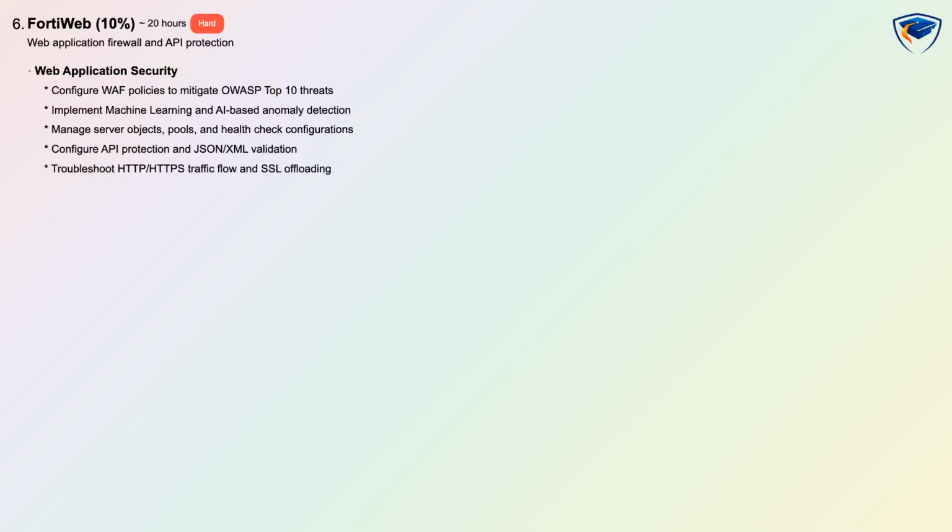FortiWeb is 10%, listed as hard with about 20 hours of study and conceptual plus scenario-based assessment. This domain focuses on web application firewall and API protection for modern application stacks. You will configure WAF policies to mitigate OWASP top 10 risks and implement machine learning-based anomaly detection, manage server objects and health checks, and configure API protection with JSON and XML validation. You will also troubleshoot HTTP and HTTPS traffic flow and SSL offloading for high-performance deployments.